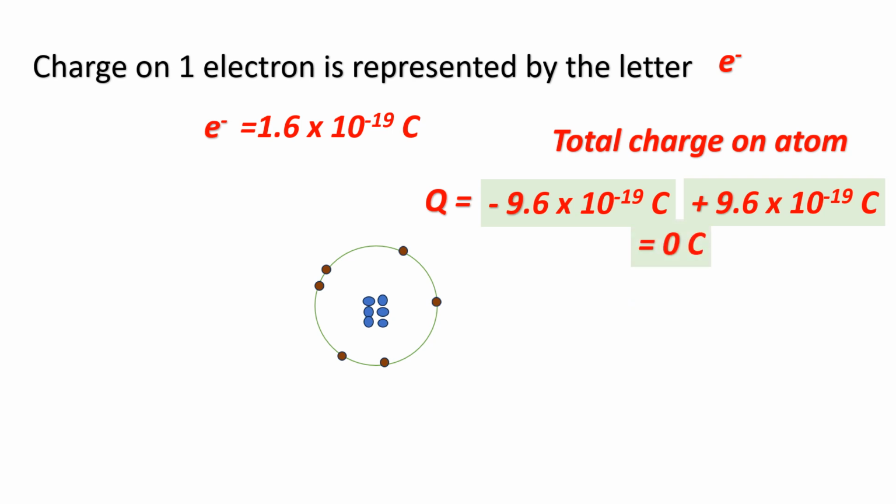That gives us 0. So that means this atom has no charge in total, but it has so many charges inside it. The mathematical value comes out to be 0. This makes this atom neutral, that means without having any charge.